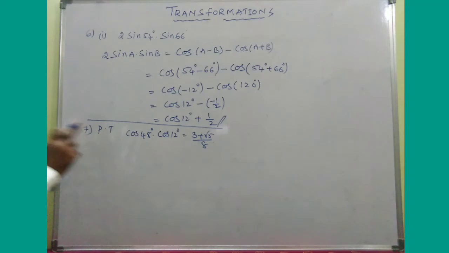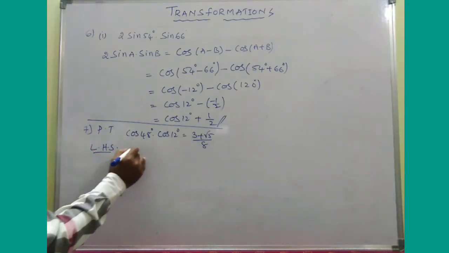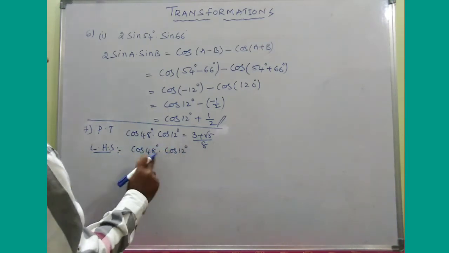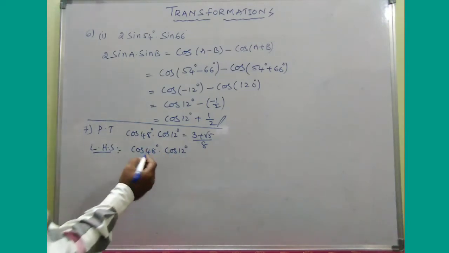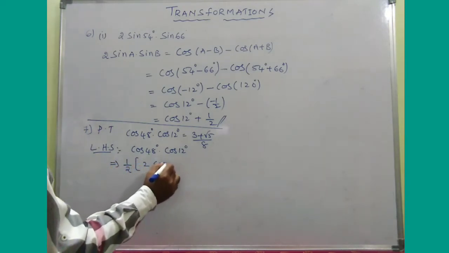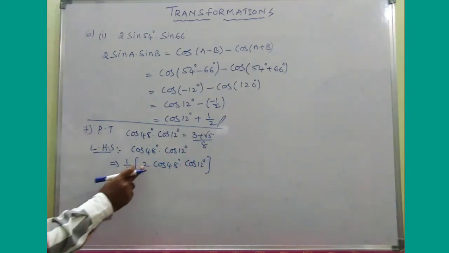Coming to the 7th question, prove that cos 48 degrees into cos 12 degrees is equal to (3 plus root 5) by 8. So let us consider first of all the LHS, which is cos 48 degrees into cos 12 degrees. Actually we don't know any value from this. Then do one thing. Let us multiply and divide with 2.